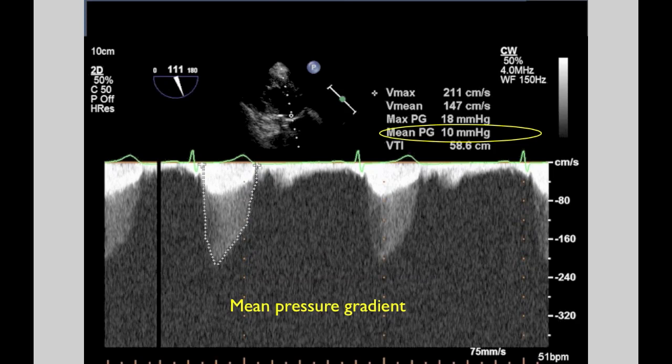Here's another example of a continuous wave through the transgastric long axis view, which we can see at about 110 degrees at the top of the screen. The image that we see here has been traced to give us a mean pressure gradient and a velocity time integral, as well as a peak gradient. And the peak gradient is 10 millimeters of mercury.